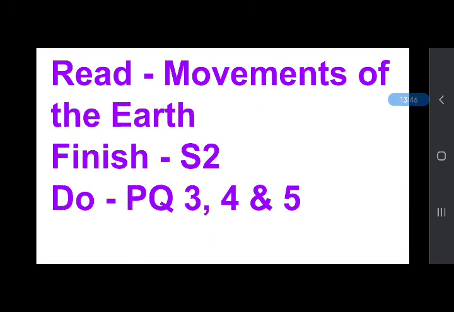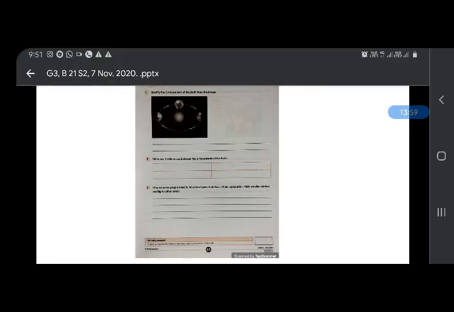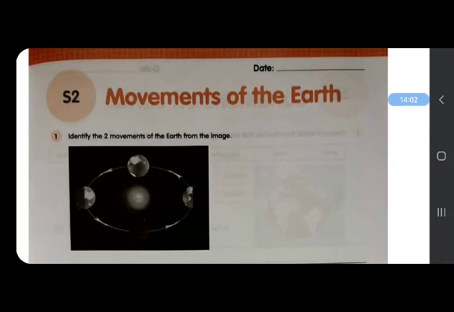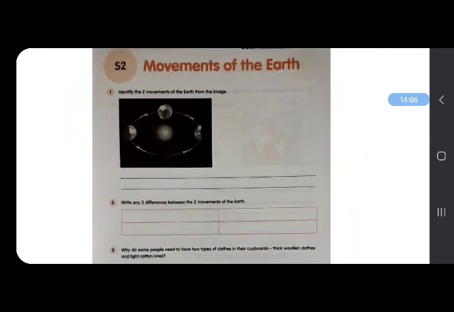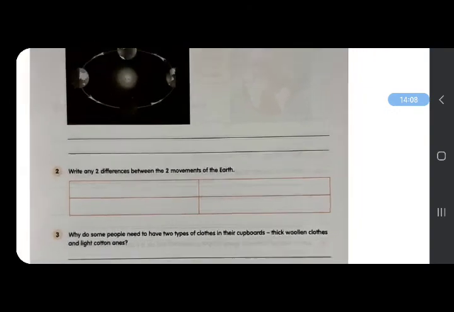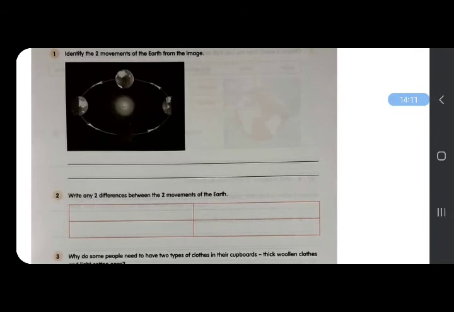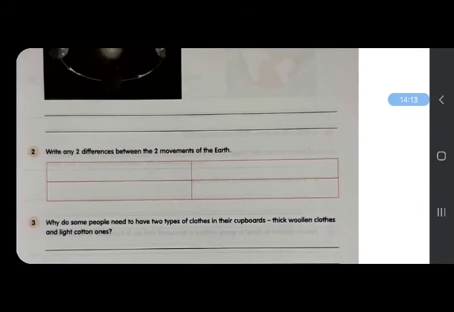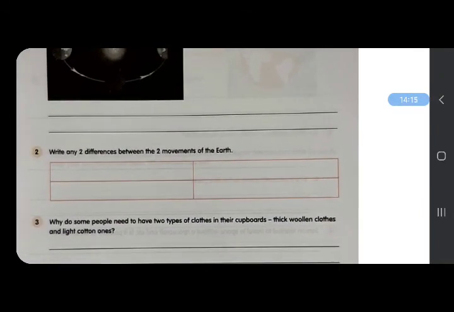And watch the video properly. After watching the video, read movements of the Earth, finish your S2 and do PQ 3, 4 and 5. This is your S2. Question 1. Identify the movements of the Earth from the image. And here you need to write also. Identify and write. Write any two differences between the two movements of the Earth.